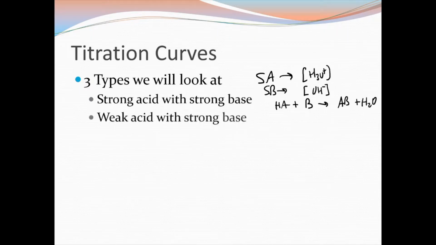The other types of titration curve we'll look at are weak acid and strong base titrations, and then weak base with strong acid titrations. You can do weak acid, weak base titrations, but because of the way their equilibriums are set up, those calculations are a little too complicated for us at the moment. Okay, so these are the three we'll look at.